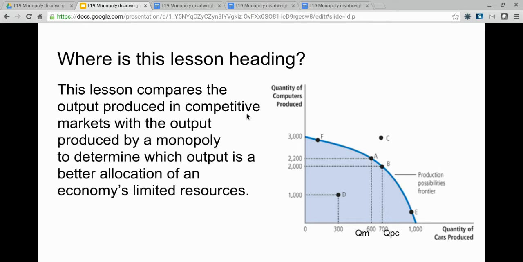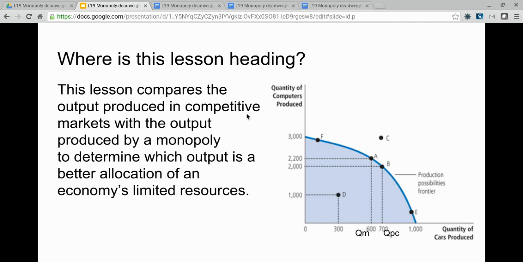The goal is to learn which output is a better answer to the what question that every economy faces. The analysis shows how well markets work when they are perfectly competitive and what goes wrong when they are monopolies. The analysis presumes that all firms maximize profit.